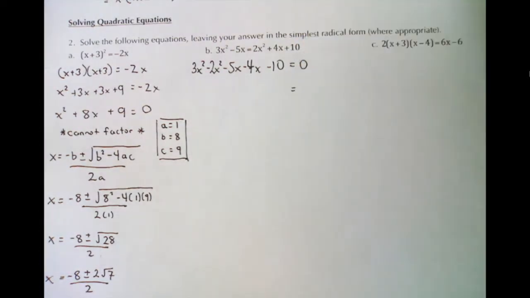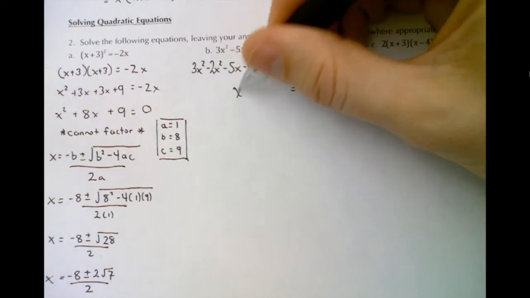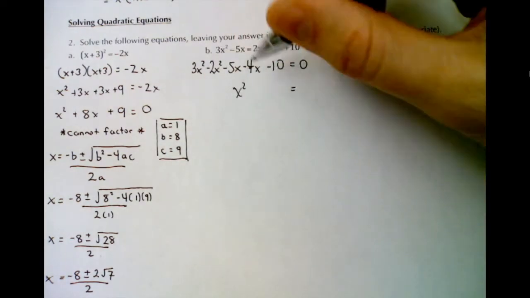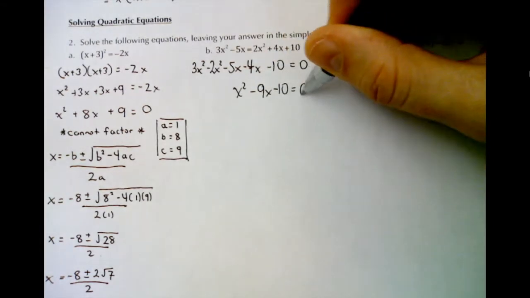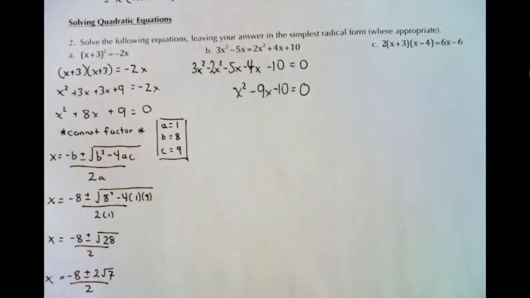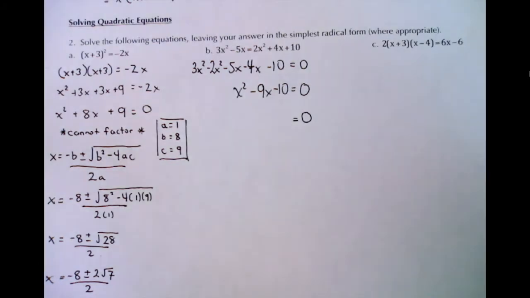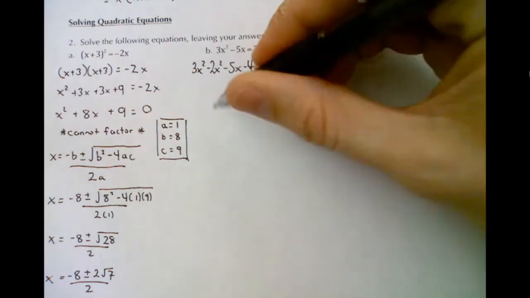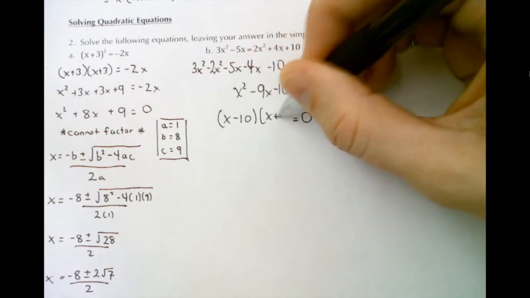We'll line up these equal signs. 3x squared minus 2x squared is x squared. Minus 5 minus 4 is minus 9. And minus 10. And now we're looking for numbers that multiply to negative 10 and add to negative 9. And this time we can factor. The numbers that multiply to negative 10 and add to negative 9 are negative 10 and positive 1. So we've got x minus 10 and x plus 1.